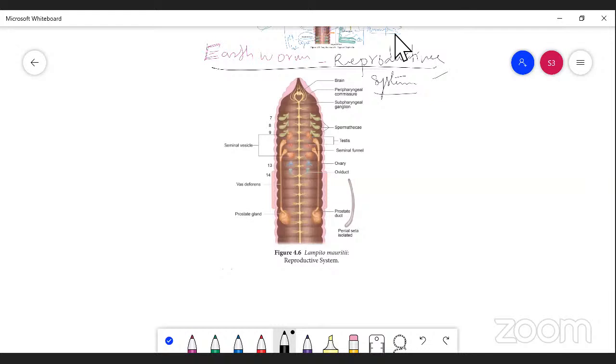According to the reproductive structures, the earthworm is commonly called a monoecious animal. What is the meaning of monoecious? Monoecious means the male and female reproductive organs, the sex organs, are both present in the same animal. That is called monoecious. Another term for monoecious is hermaphroditic.